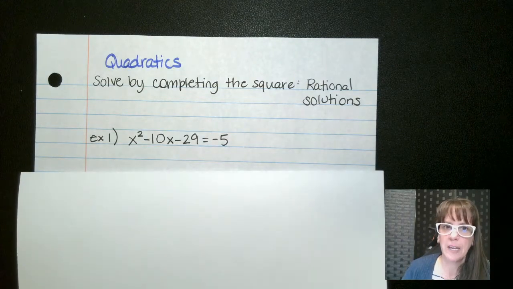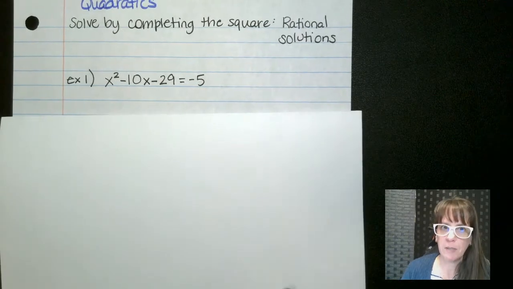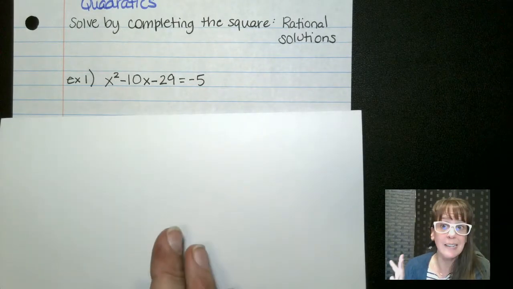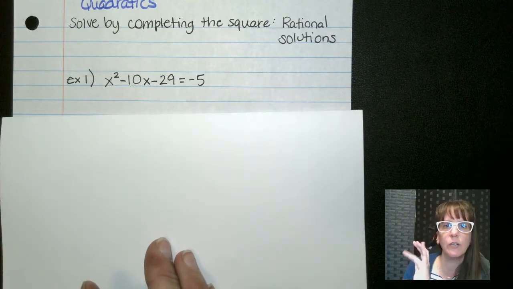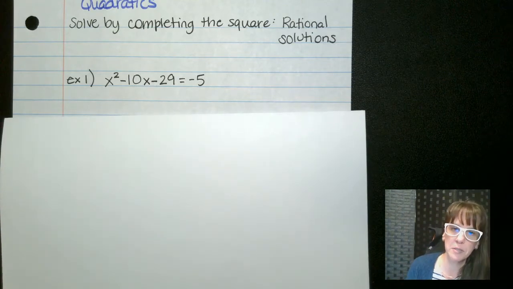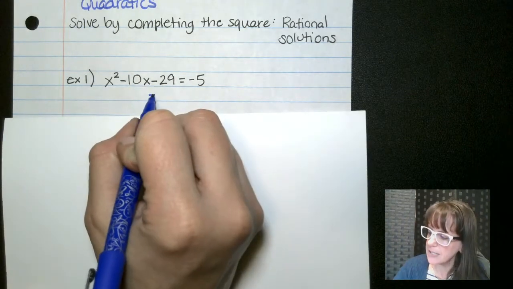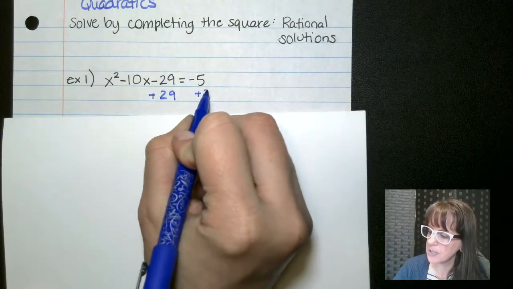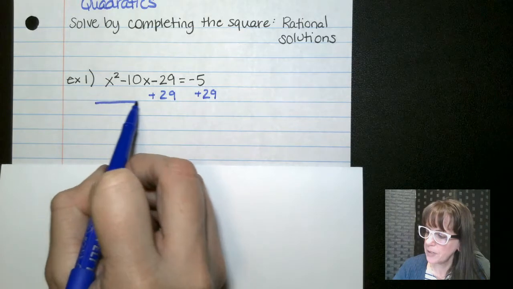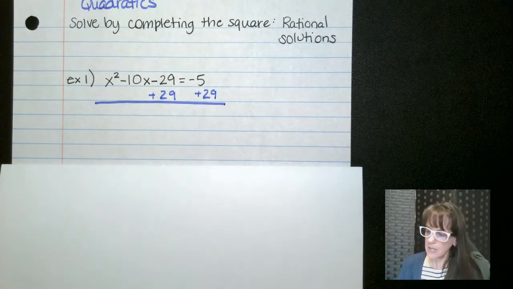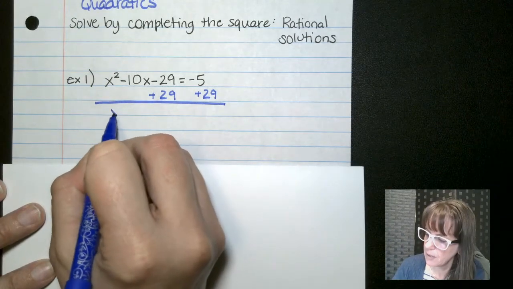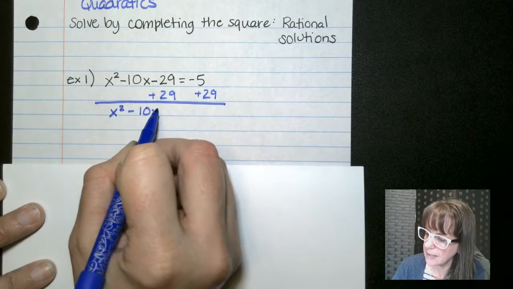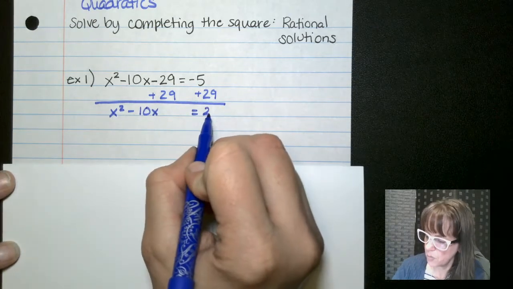Here's our first one. Now, so far when we've been talking about solving quadratics, I always say set it equal to 0. That's usually a best bet. But in this case, you want to set all your variables on one side, all your non-variables on the other. So what I'm going to do is add 29 to both sides here. And so now we've got x squared, and just making sure I didn't mess that up. Okay, so x squared minus 10x equals 24.